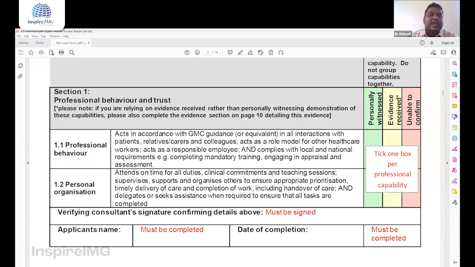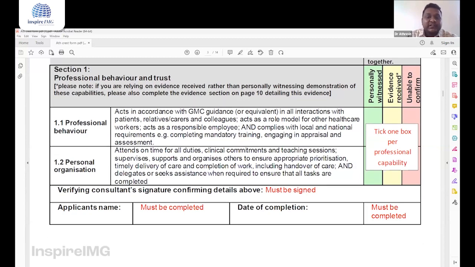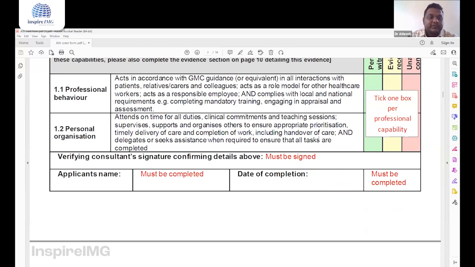And also, every institution has their local guidelines. If you follow their local guidelines and meet the basic requirements, they have mandatory training, like training in BLS, training in ALS, training in adult resuscitation, training in how to use the computers of that trust, or safeguarding, or anything of that matter. If your hospital requires some legal training for you to undergo to work in that hospital, and you have attained all those competencies, then your consultant can put a tick mark in personally witnessed or evidence received, based on your situation.